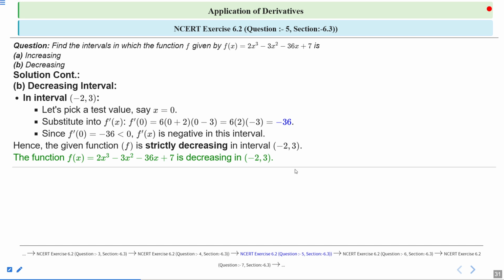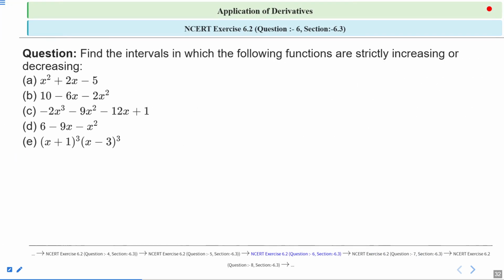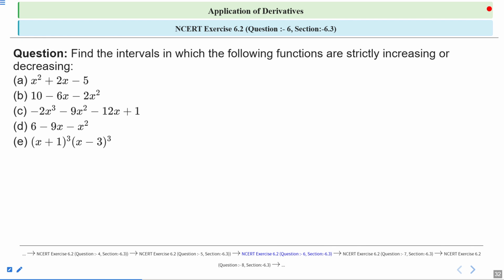Let's move to the next question. Find the intervals in which the following functions are strictly increasing or decreasing. We have 5 functions. Part A, x square plus 2x minus 5. Part B, 10 minus 6x minus 2x square. Part C, minus 2x cube minus 9x square minus 12x plus 1. Part D, 6 minus 9x minus x square. And part E, (x plus 1) whole cube into (x minus 3) whole cube.